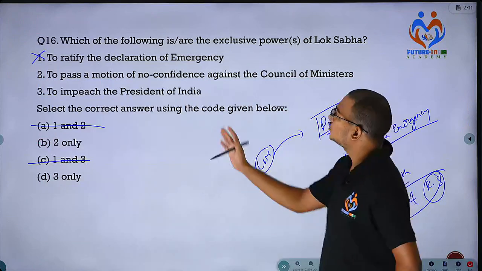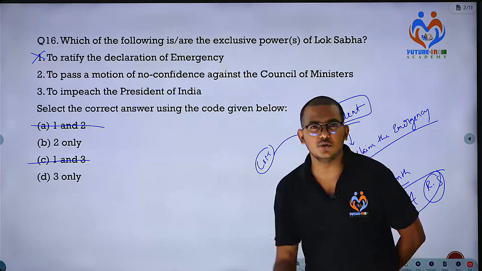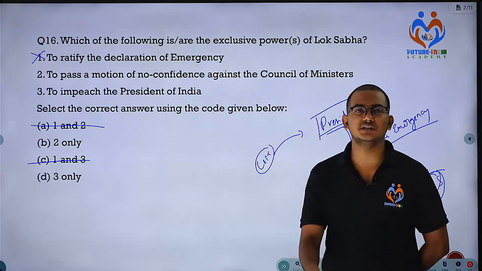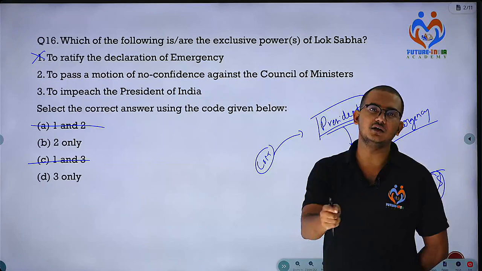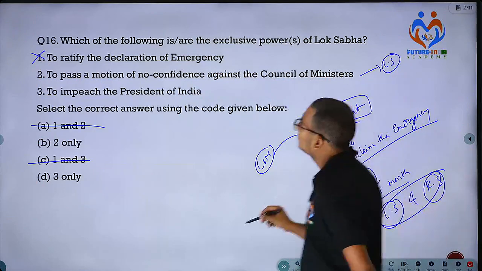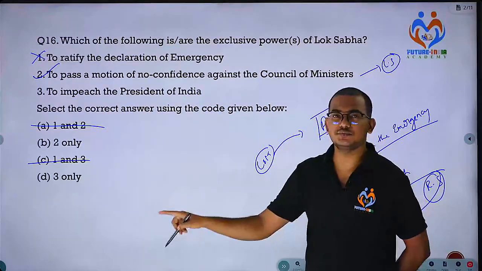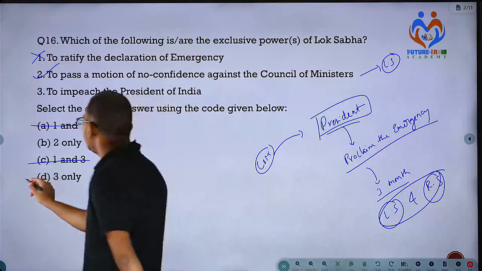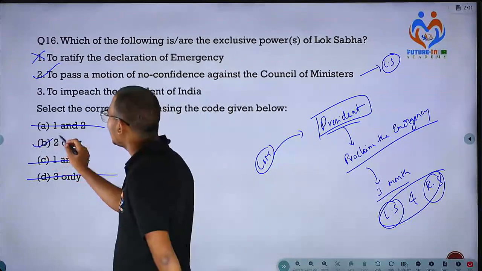The second one is to pass a motion of no confidence against the Council of Ministers. No confidence motion and confidence motion are only introduced in the Lok Sabha. So this is the exclusive power of Lok Sabha, and this is correct. Now remove all the options which don't have statement 2. So now we are left with only one option, which is your answer.